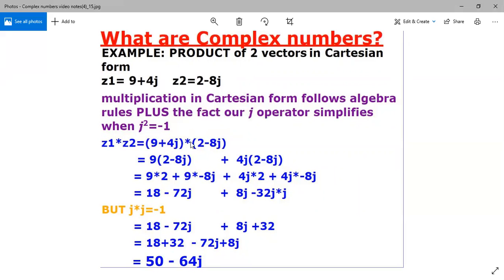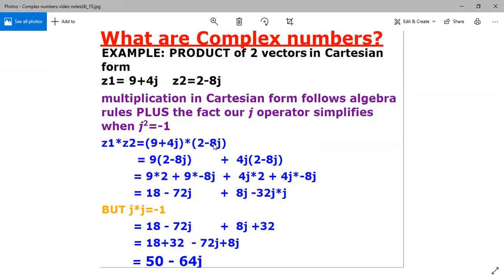The easiest way to do it is to take that number 9, multiply it by each of the elements in this second vector here. We add on the second element of the first vector, and multiply it by each of the elements in this second vector here. So we end up with 4 multiplications and we add them together.